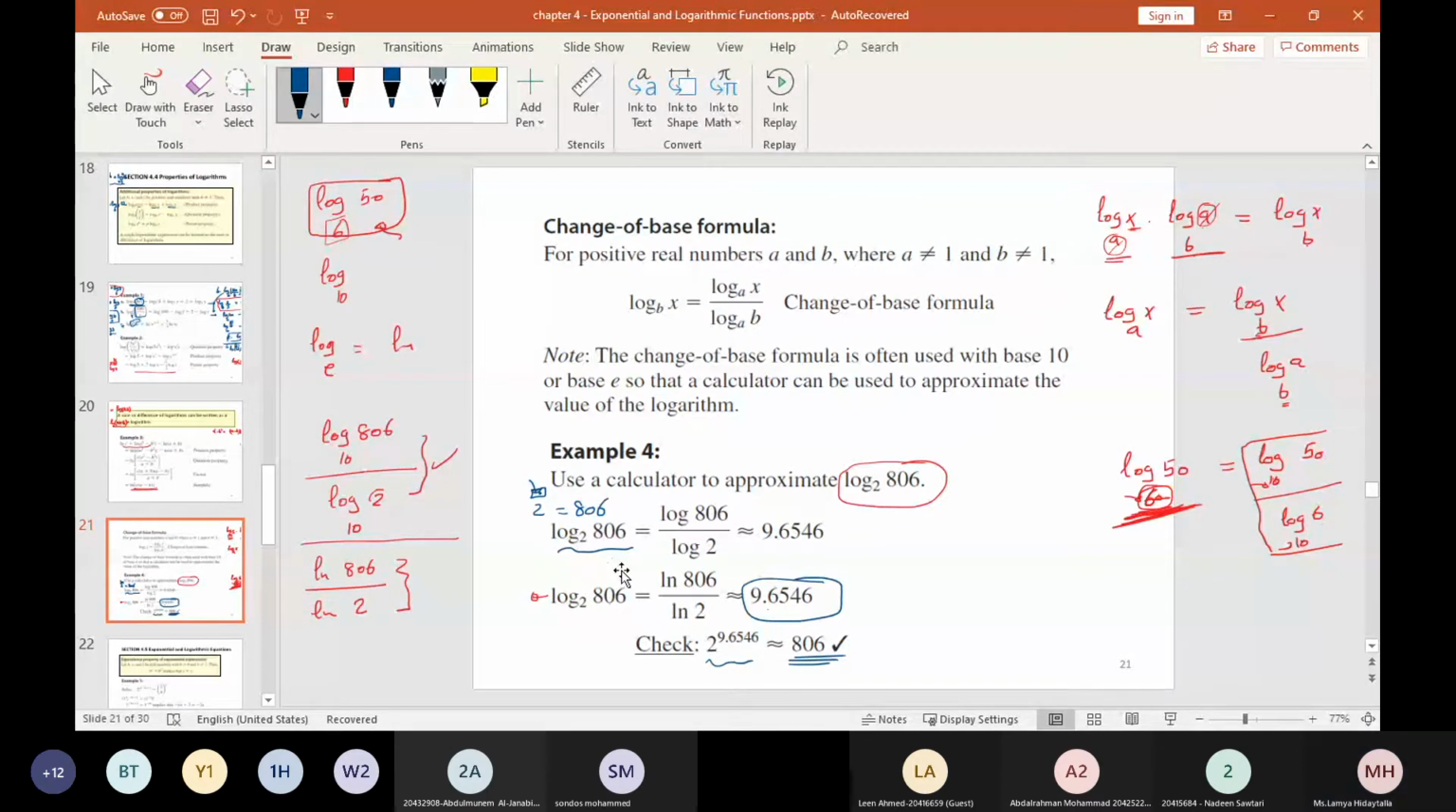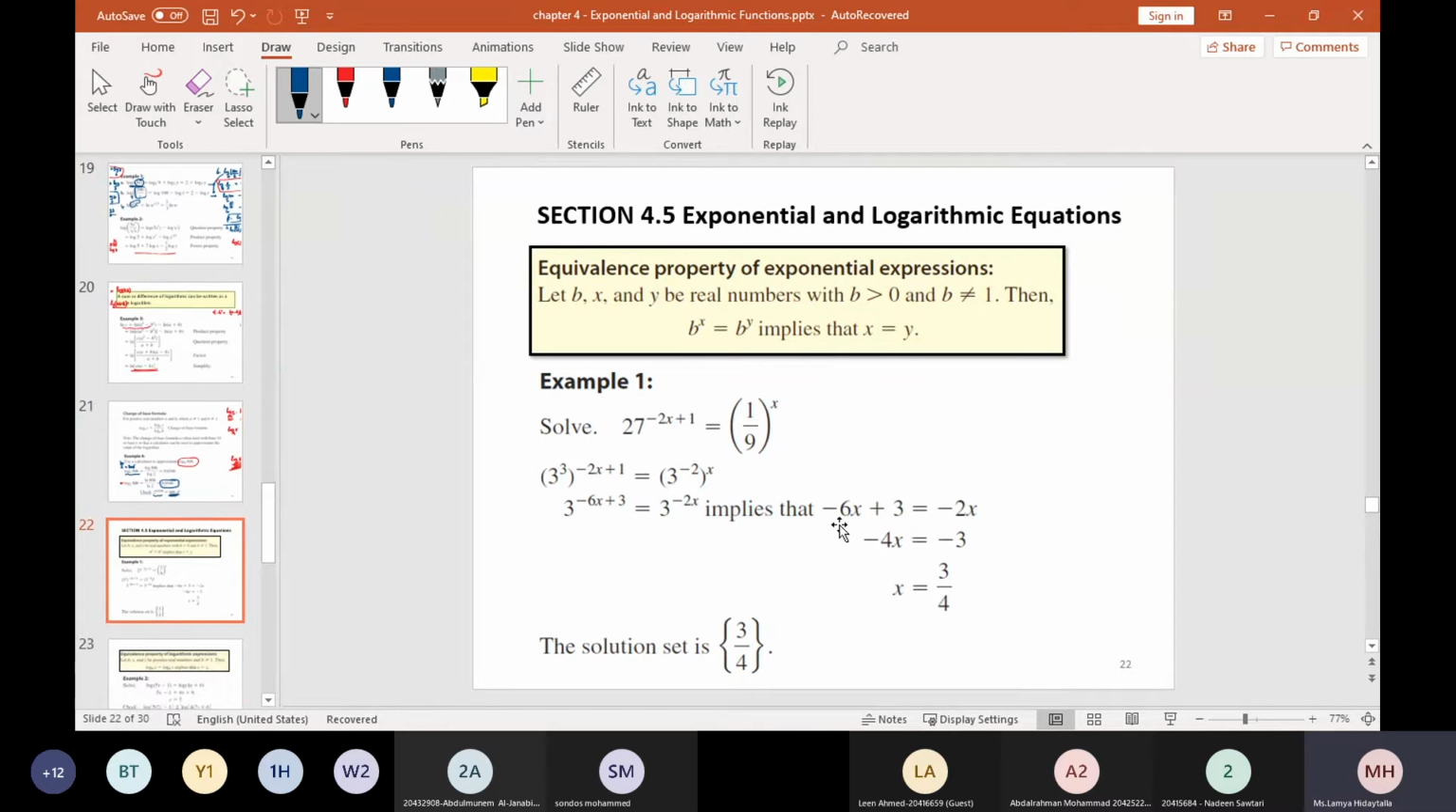Clear? If I am given any number and I cannot evaluate it with the calculator because the base is not 10 or e, we can find it by changing to another base. What is the other base? Here the base was 10 and here the base was e. What does the rule say? This is the rule: log x to the base b is the same as log x to the base a over log b to the base a. Is it clear to all of us? Any question for now?